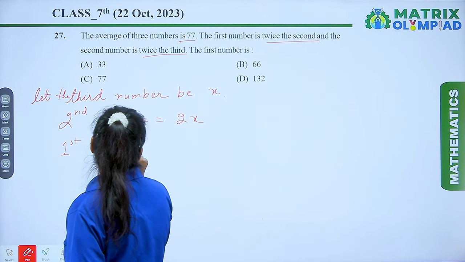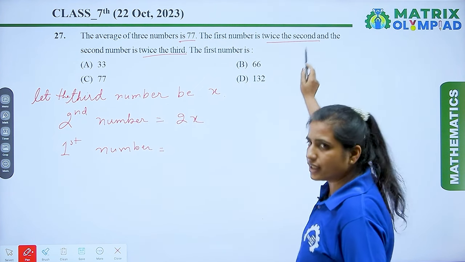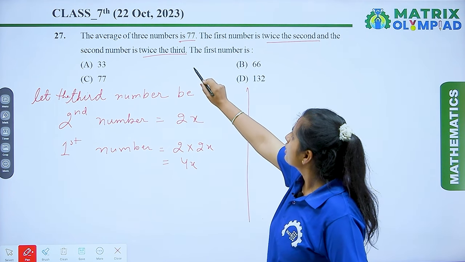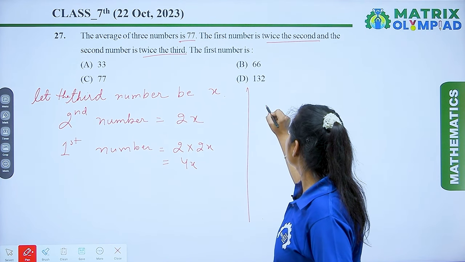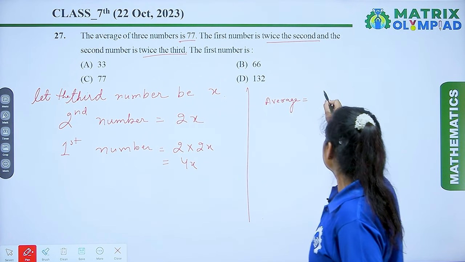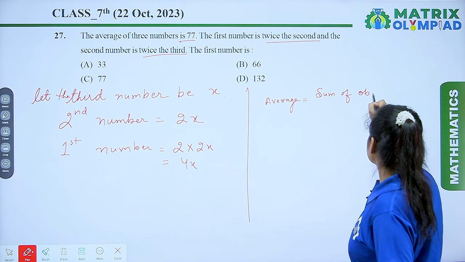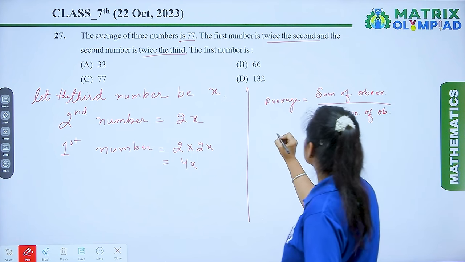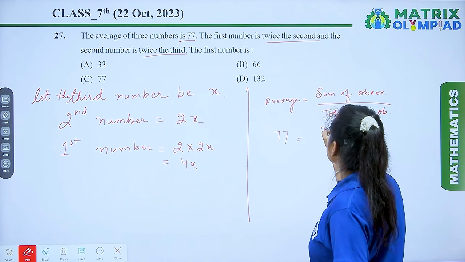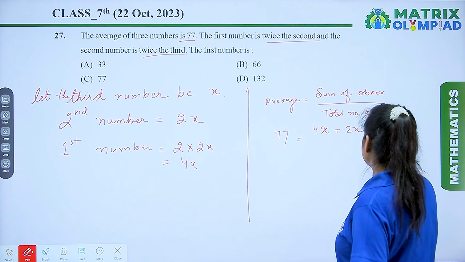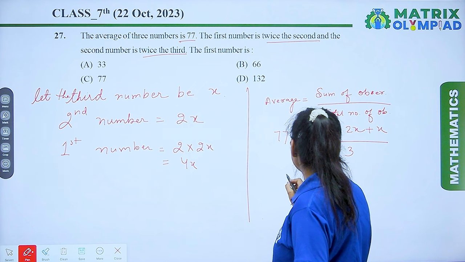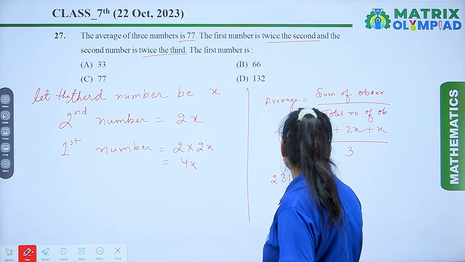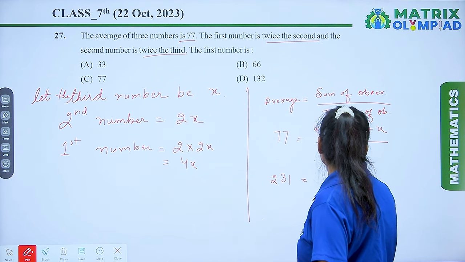Then we talk about the first number. First number is twice the second. So twice the second means 2 multiplied by 2x, that is equal to 4x. Now according to the question, let's take the average of these three numbers. So the average of three numbers is equal to the sum of all observations upon the total number of observations. Here average is given to us as 77. Sum will be 4x plus 2x plus x upon 3. So 3 multiplied by 77 is 231, that is equal to 7x.